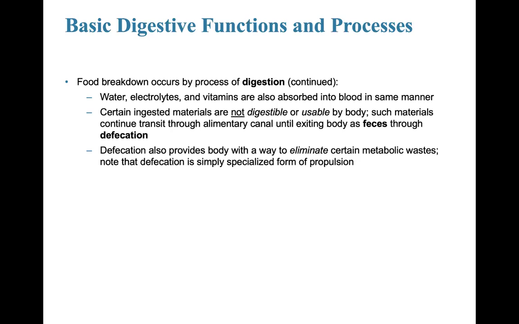An example of this would be cellulose. Cellulose is something that's found in the walls of some plants, and we are not able to digest it, and we are not able to use cellulose. So at the end of the day, cellulose gets removed via defecation. Defecation also provides the body a way to eliminate certain metabolic waste. Defecation is simply a specialized form of propulsion.